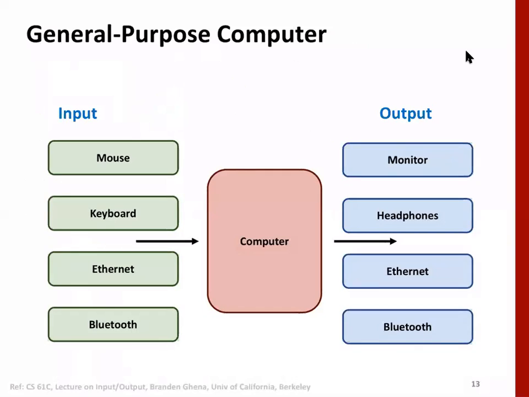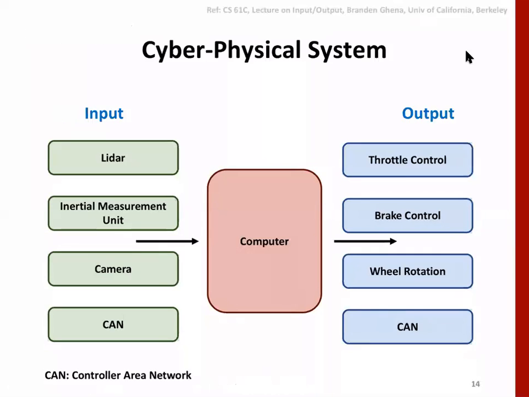So this is a block diagram of a general purpose computer. We have a computer that's attached to input devices like mouse, keyboard, Ethernet, Bluetooth, and outputs are monitor, headphones, Ethernet, and Bluetooth. So Bluetooth and Ethernet both have input and output. All right, and then this is the block diagram of a cyber physical system, the one which we use in industry or a car, and so on.